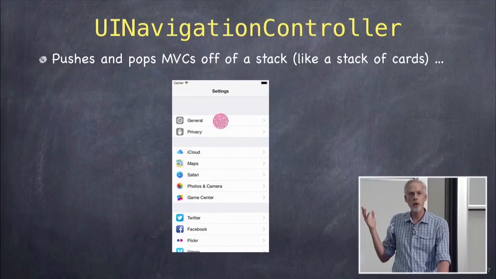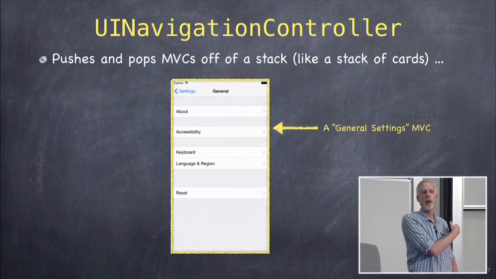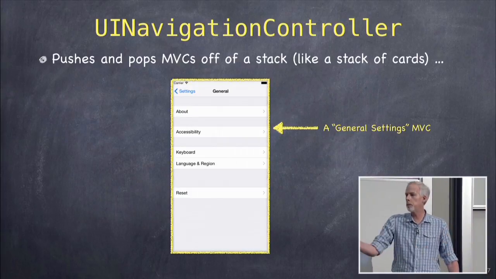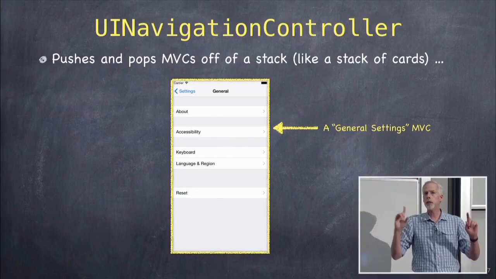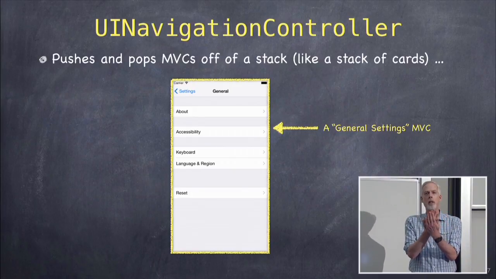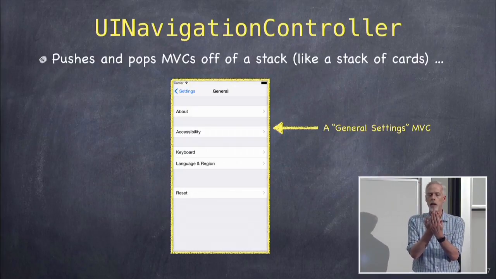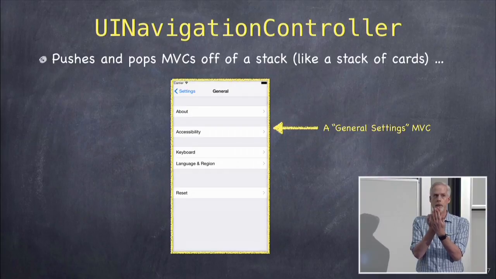All right, so if I click in this table view, actually, if I click on General right there, then a new MVC is going to slide in on top of that All Settings one. Now the All Settings one is completely non-visible, but it's still there. This is like a stack of cards where I've put a new card on top. The other card is no longer on screen. You won't see it anymore. It's gone. But it still exists in memory in the navigation controller.